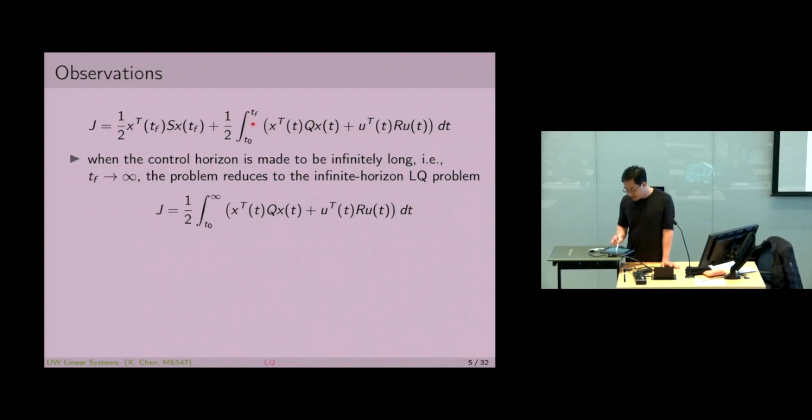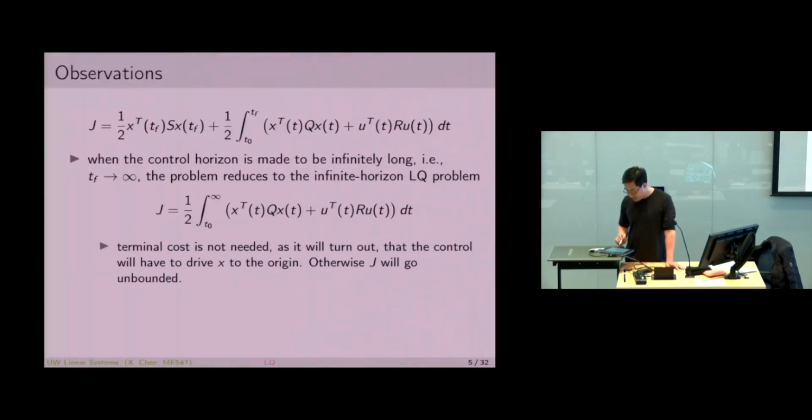When we say, I just want to consider everything from a starting time to the end of the system operation, then we say the control horizon is made infinitely long, tf will go to infinity. Then this problem reduces to the infinite horizon LQ problem, starting from some initial time and then to infinity in this integral. Something changes from here to here.